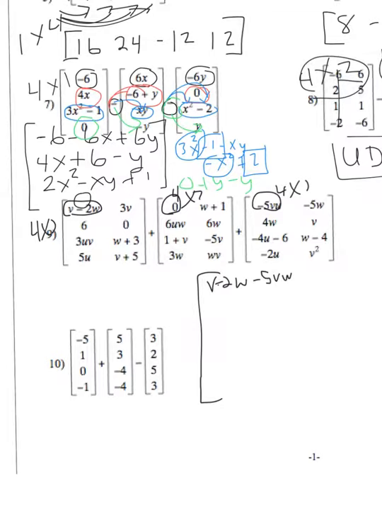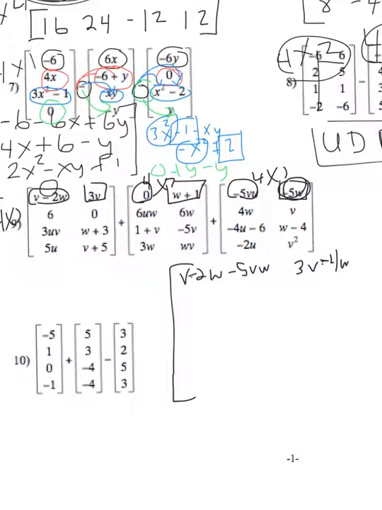Okay, maybe the next one across. I'll put these in boxes. 3v plus w plus 1 minus 5w. Okay, the w's are going to have like terms. So I've got a 3v, and I've got a minus 5w and a plus w. So that's going to be negative 4w. And then we have just plus 1.